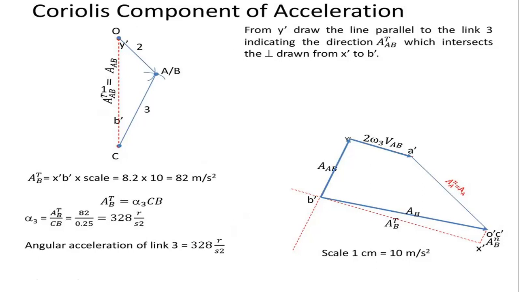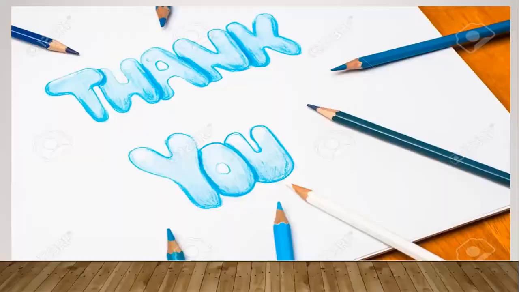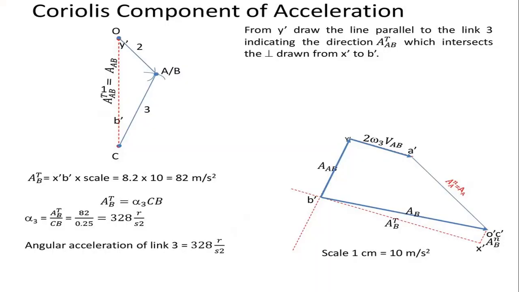Therefore, it is 328 radians per second square. So the angular acceleration for the given Coriolis component is 328 radians per second square. That is the value found for the angular acceleration of link 3.